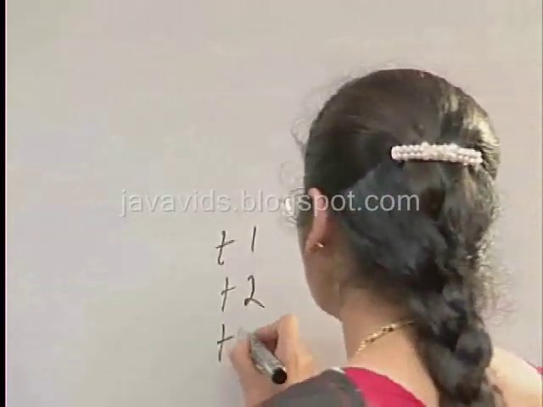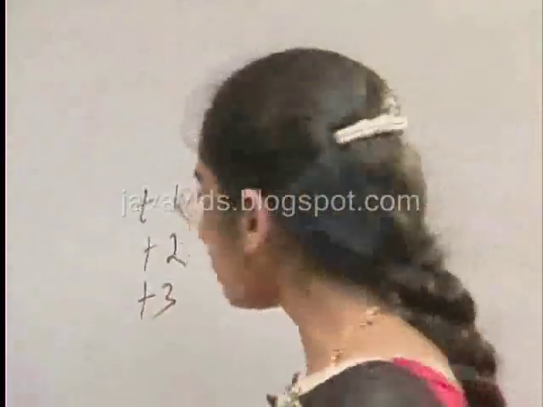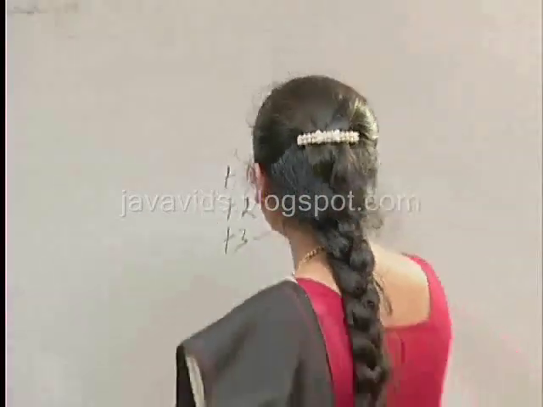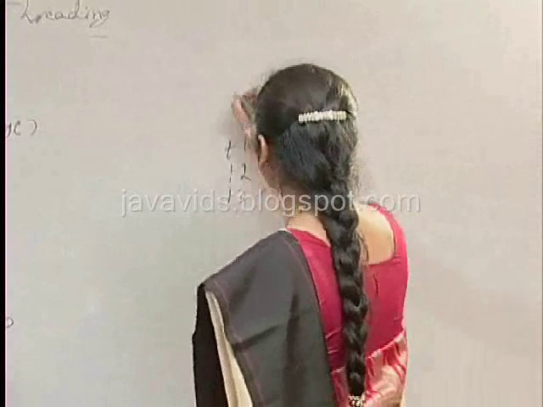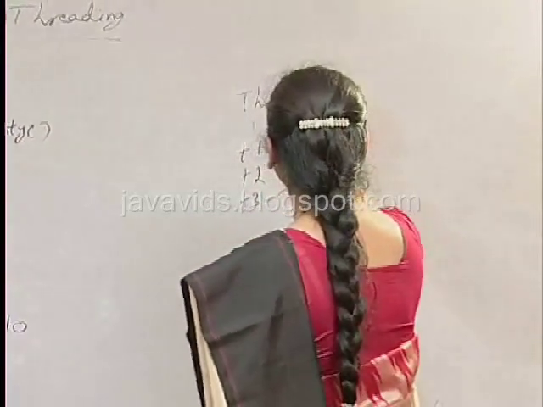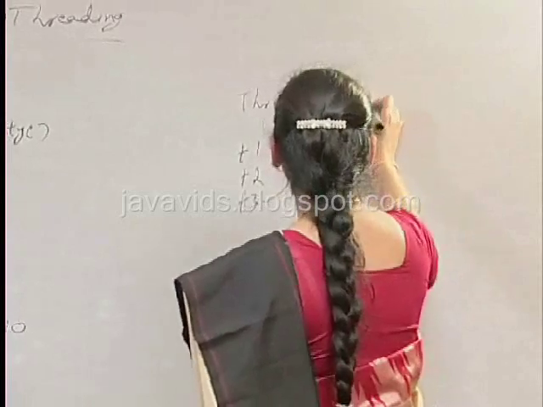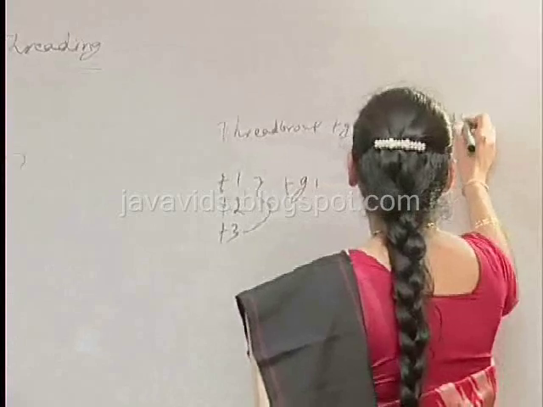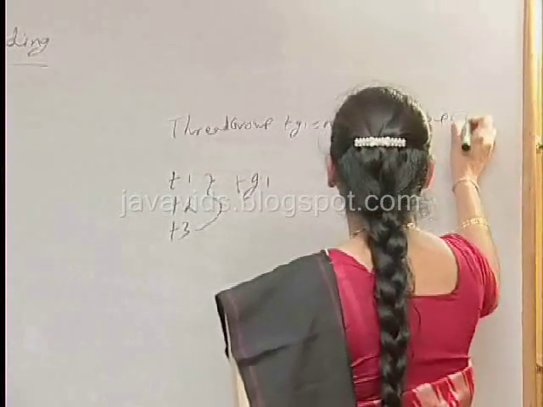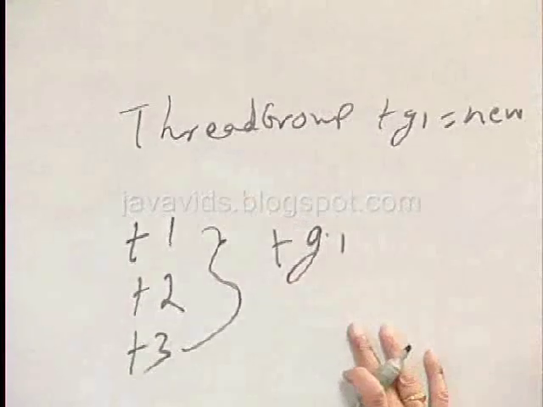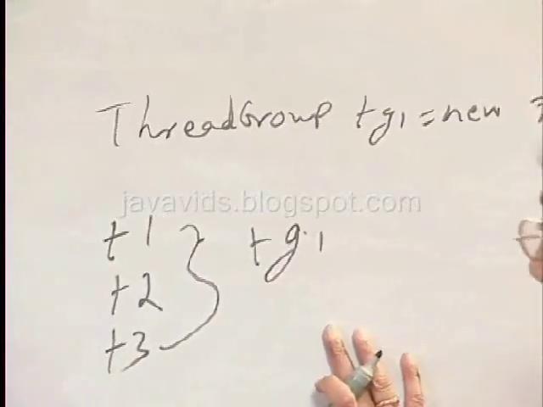Let's assume I have thread 1, thread 2, thread 3. And let's assume all these 3 threads belong to a group called TG1. I would have created ThreadGroup TG1 equal to new ThreadGroup. And while creating these 3 threads, I have passed TG1 as a parameter.